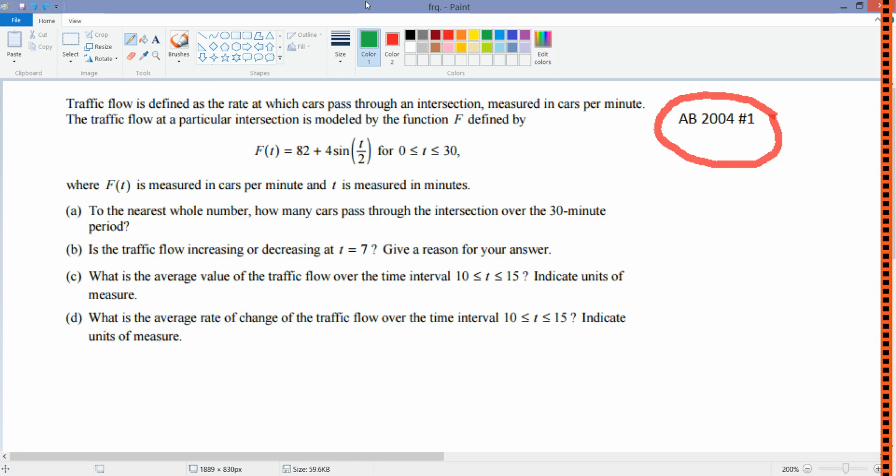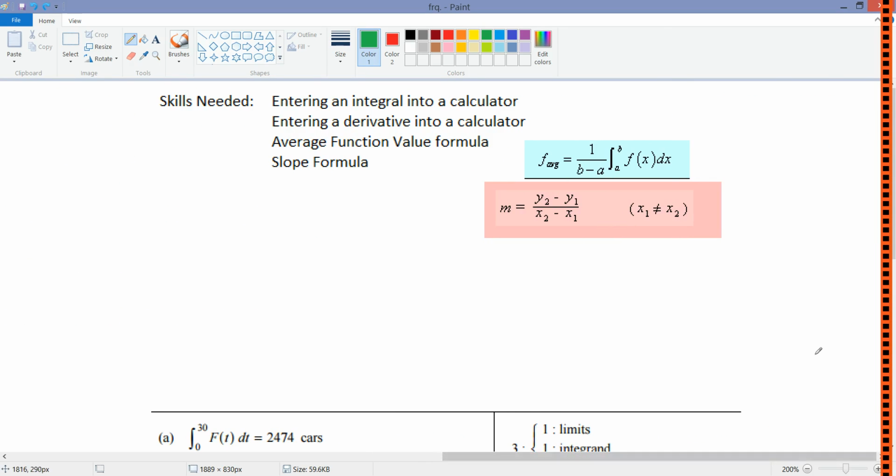Hello, I'm Dexter Guilas, and I'm doing the FRQ from Calculus AB 2004, question number 1. The skills we need to finish this problem would be entering an integral into a calculator, entering a derivative into a calculator, the average function value formula right here, and the slope formula right here.